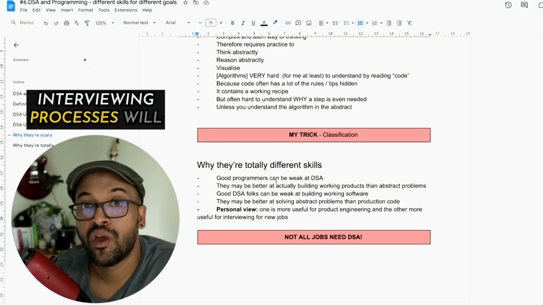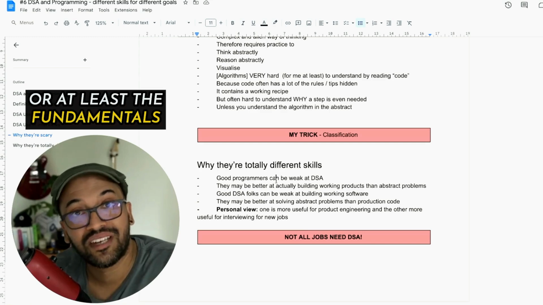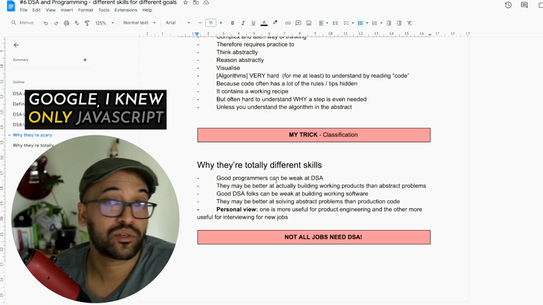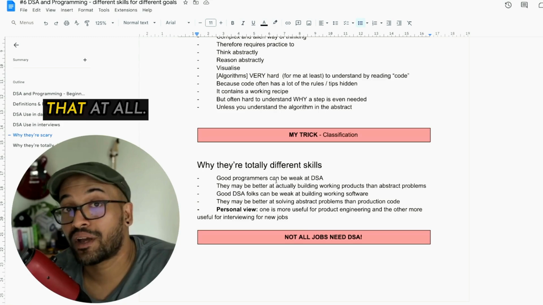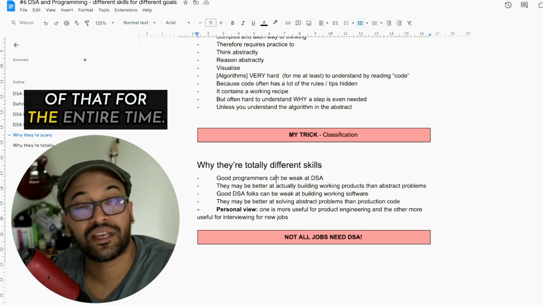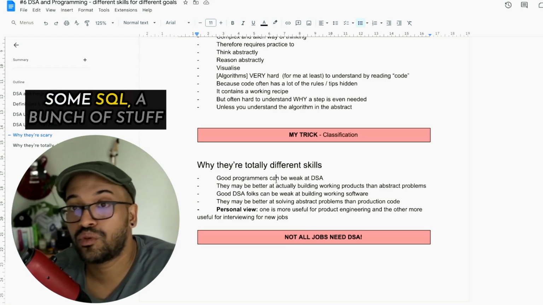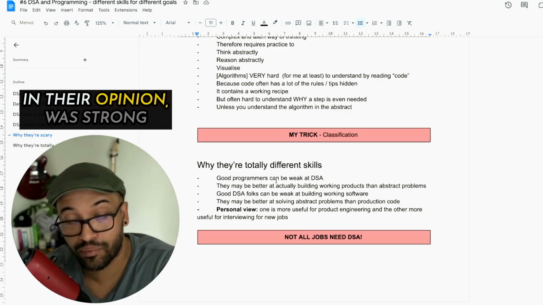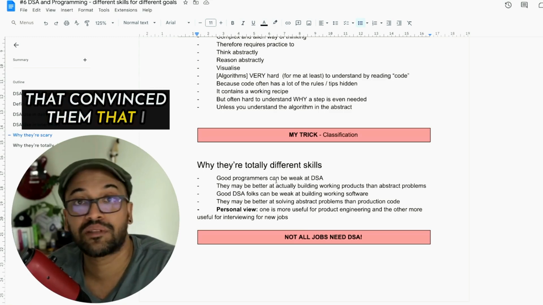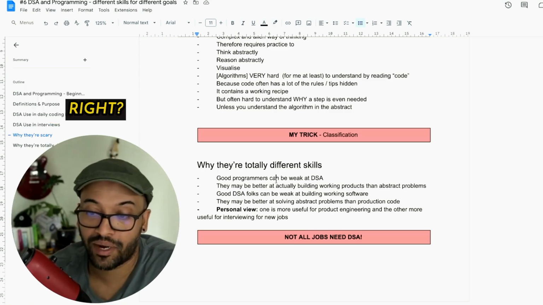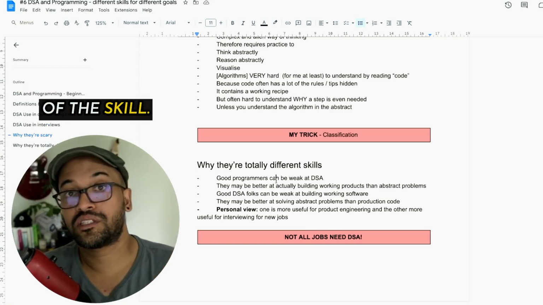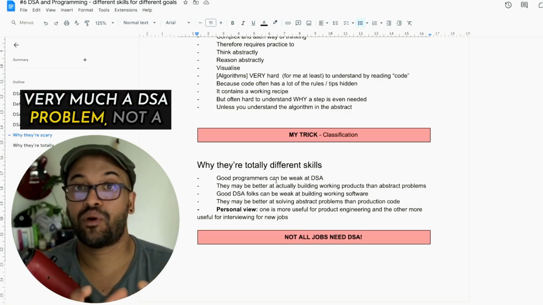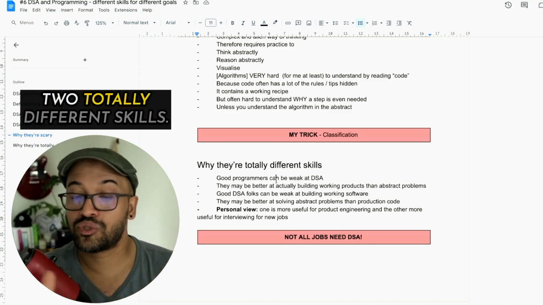Good interviewing processes will make sure that you have good, solid programming skills, or at least the fundamentals, and that you can do the DSA on top of it. For example, when I went to Google, I knew only JavaScript and TypeScript at that point in time, right? And my role didn't require that at all. I didn't touch JavaScript or TypeScript or React or any of that for the entire time I was at Google. It was all Golang, some SQL, a bunch of stuff in Kubernetes, completely different stuff. But they didn't care that I didn't know any of that because my fundamentals, in their opinion, were strong enough. And I solved DSA in a way that convinced them that I knew how to solve complex problems using programming, right? So not all jobs require you to have knowledge of the specific skill. They may require you to have the programming fundamentals down, but cracking interviews is very much a DSA problem, not a programming problem, right? So that's why I think they're two totally different skills.